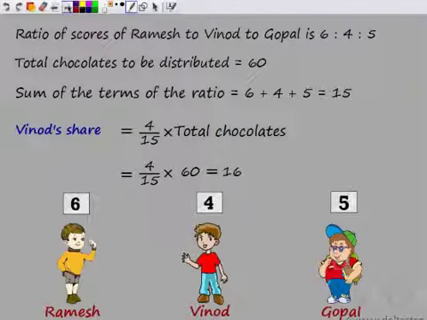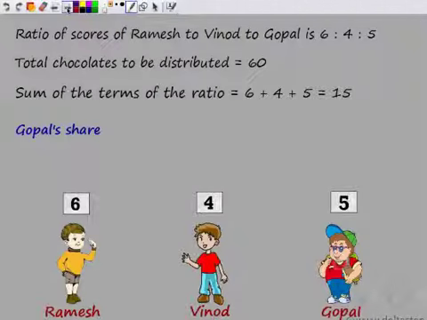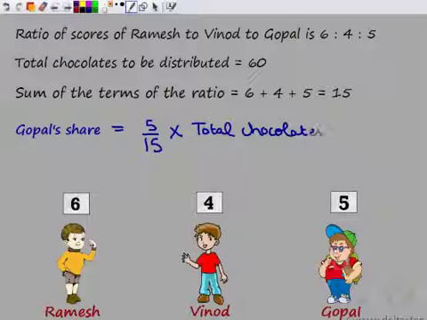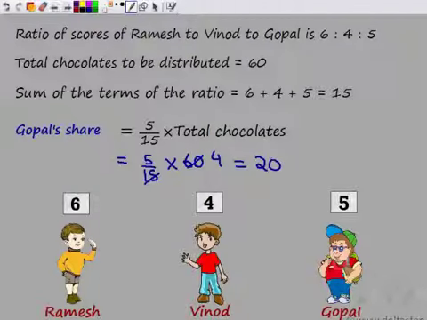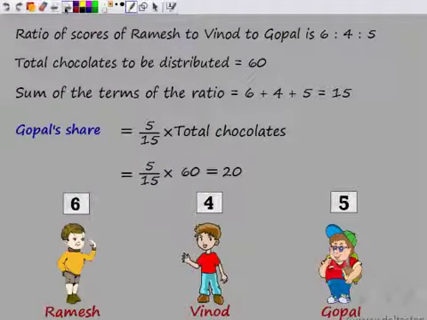Or else we can follow a similar way. We can find Gopal's share, because we know it is 5 of the 15. That is 5 of 15 of the total chocolates. Now the total chocolates we know are 60. So this gives me 20. That means Gopal would get 20 chocolates out of the 60.